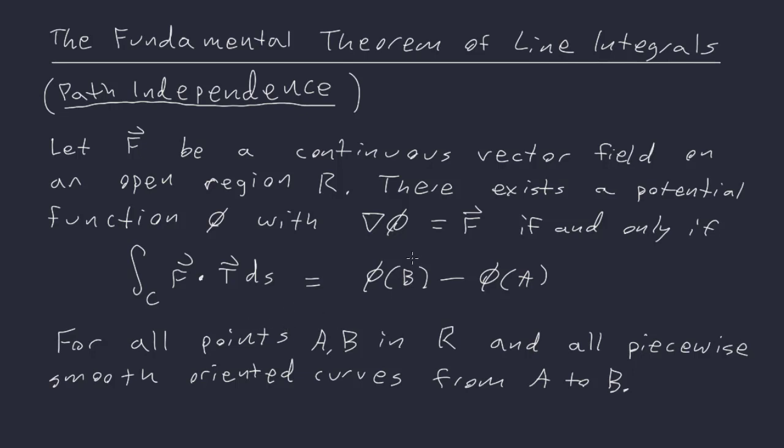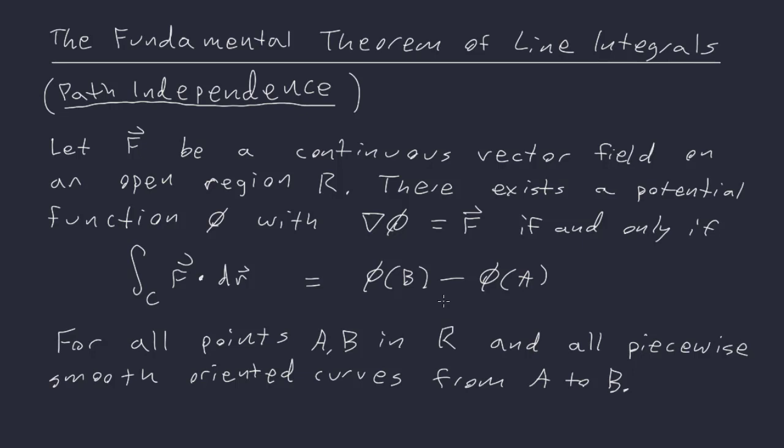Okay, there's a lot going on here, but to simplify things, first of all, I'll note that the book uses this notation for circulation, d vector r instead of T ds. That's fine. That's going to simplify what we're talking about just a little bit. I want to start with that. So what is this saying?